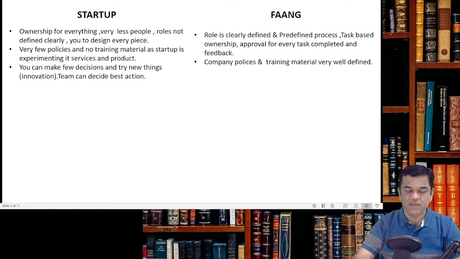wherein the team can decide the best action. Whereas in FAANG, you do not take any decision. In case of doubt, you always ask your manager. Your manager is your mentor.